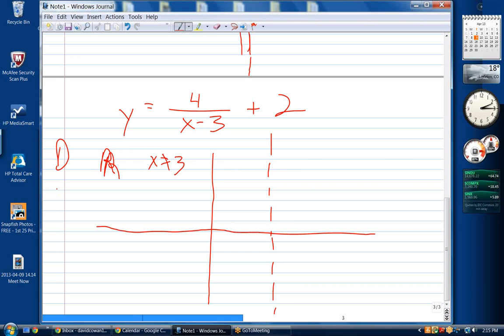And the range? Is it all real numbers except for 2? Yes. But more importantly, the horizontal asymptote is at y equals 2. Right.